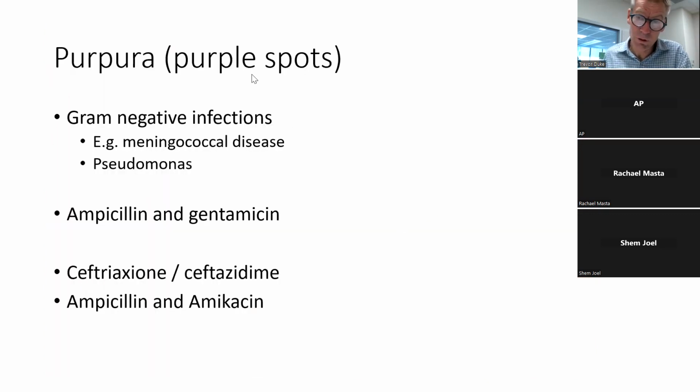Just remember, purple spots, purpuric spots, of course they can occur if you've got a coagulopathy or thrombocytopenia, but if you've got purpuric spots in a baby who's got a temperature or hypothermia and any other features of severe suspected bacterial infection, then you have to think that they might have a gram-negative infection, and therefore cover them with antibiotics that would cover gram-negative infections. So again, ampicillin and gentamicin, so gentamicin to cover the gram-negative.